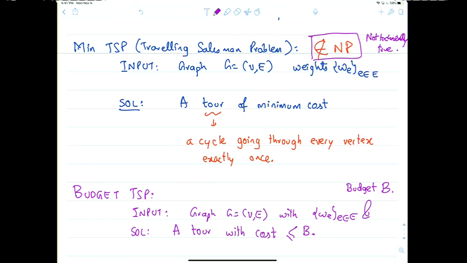Yeah. How would the algorithm for budget TSP work if the budget is an arbitrary real number?